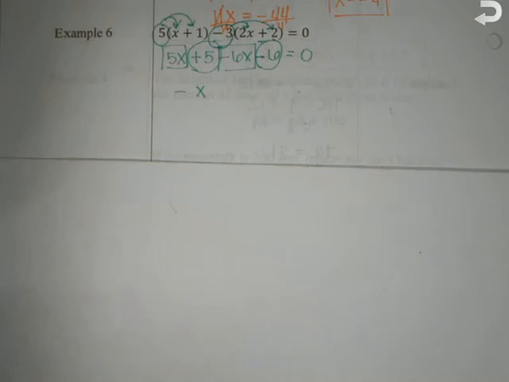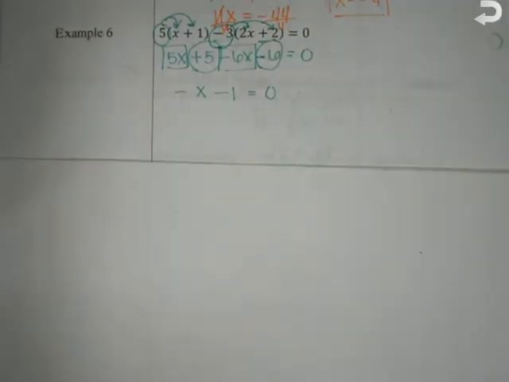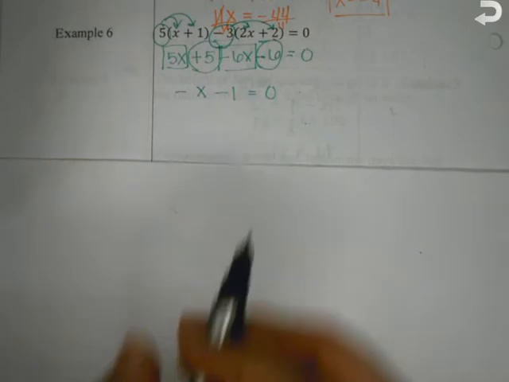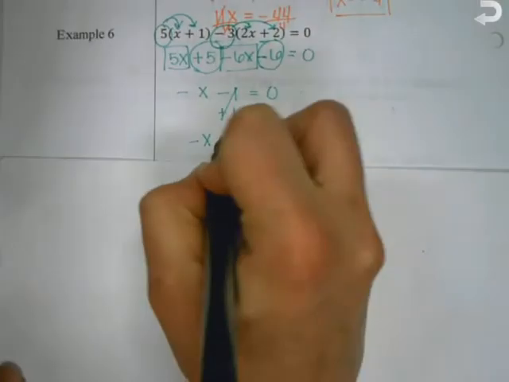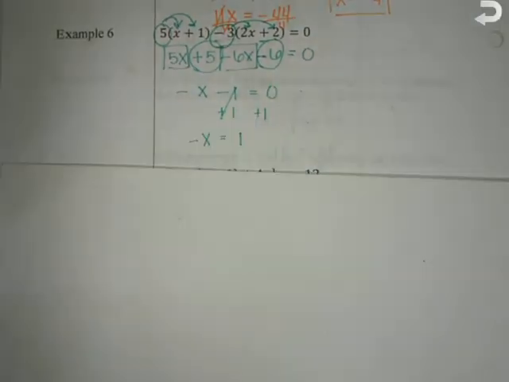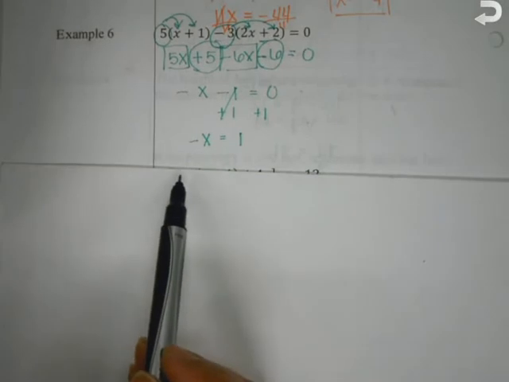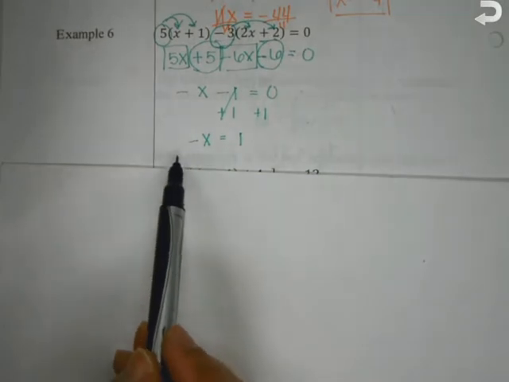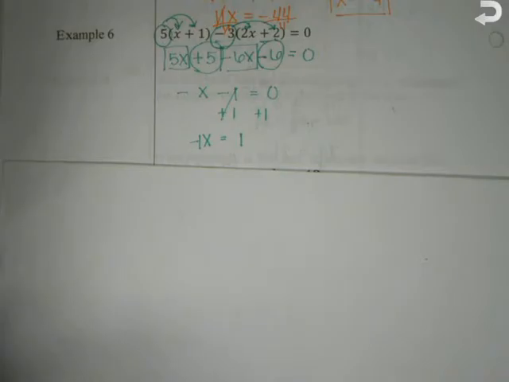Okay, what am I going to do? Add 1. So I have negative x equals positive 1. Did I solve for x yet? No. I don't have x by itself yet. What's in front of x that I can't see? An invisible negative 1. So what am I going to do to get rid of that negative 1? Divide by negative 1. You need x all by itself. So those negative 1's cancel. So I get x equals what?